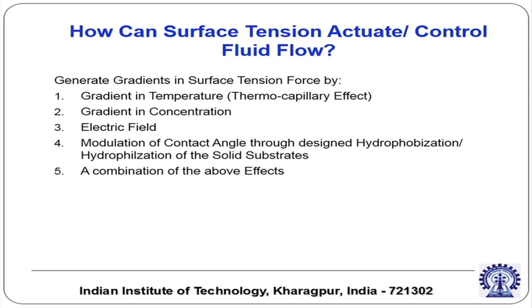You can modulate contact angle through design, hydrophobization or hydrophilization of solid substrates. So, you can control the surface tension force by altering the contact angle, and the contact angle can be altered by designing the surface to be either hydrophilic or hydrophobic with a particular contact angle, or a combination of the above effects. These are some of the possible ways by which you can create gradients in surface tension, and modulate the flow, other than of course using surface tension itself to manipulate the flow. Using surface tension itself is something obvious, so I have not kept that in this slide, but creating gradients of surface tension to manipulate the flow is not always that intuitive.